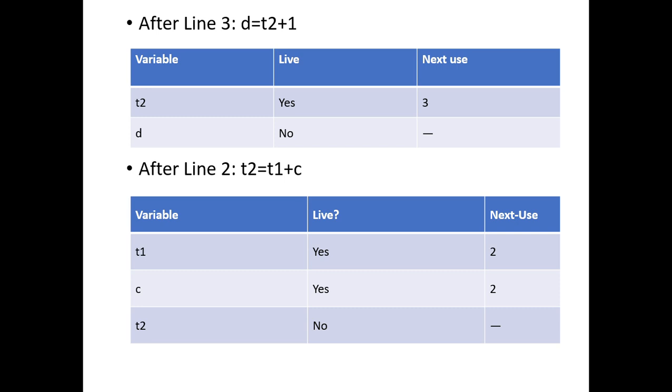So let us see after line 2, T2 equals T1 plus C. T1 and C are used, so mark them live because T1 and C are on the right-hand side of the expression. This is going to be used again and again. Yes, that's why we put live as yes, and where it is used, the next use is nothing but the current line where it is used, so we put 2. And T2 is going to be overwritten by this expression, so live is no, and no next use, that is a dash.